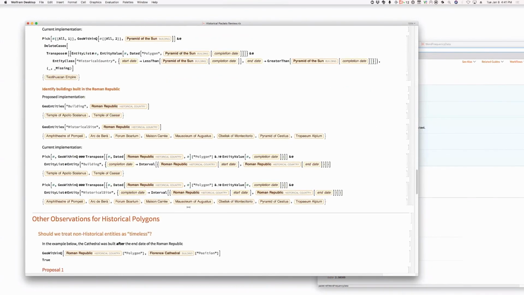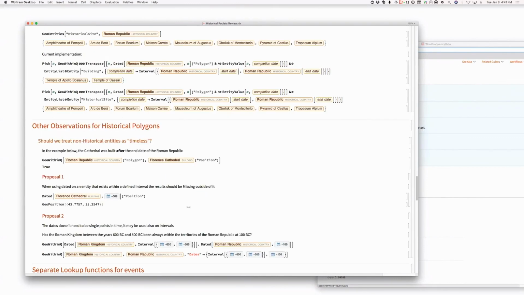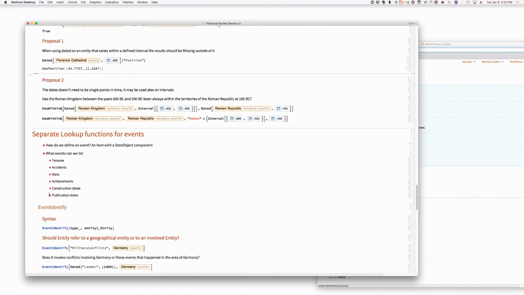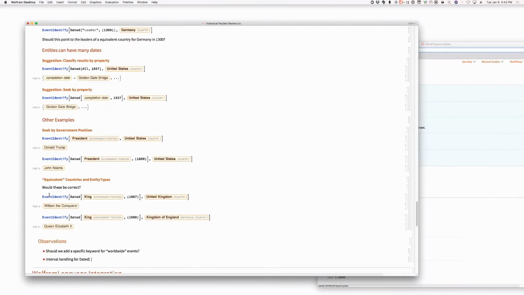Well, this is already. Oh boy. Yeah, okay. So a dated object, the position of a dated wrapper around a building before the building existed should surely give missing. This is complicated.